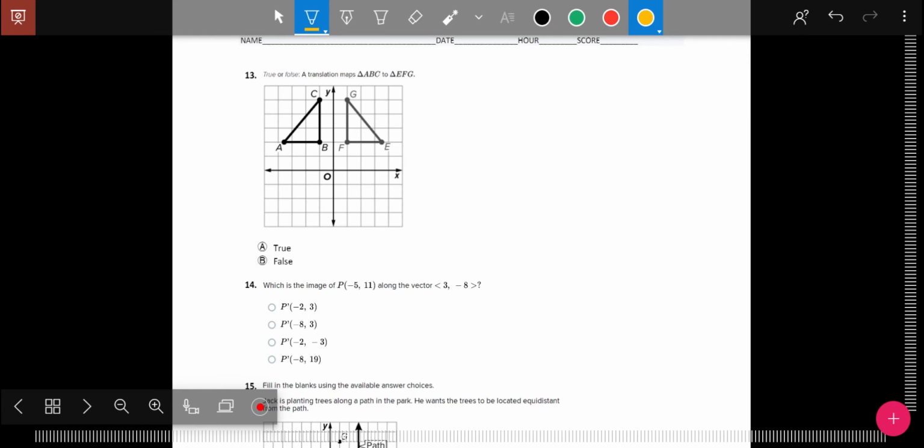True or false, a translation. Well, to me, it looks like a very, very prime example of a flip, which is a reflection, not a translation. And so that would be false.